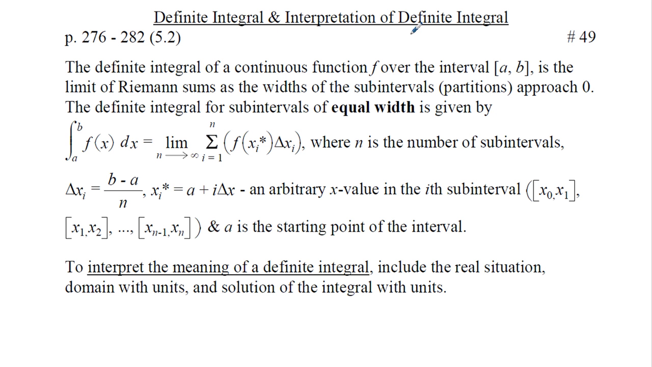Definite integral and interpretation of a definite integral. The definite integral of a continuous function f over the closed interval from a to b is the limit of Riemann sums as the widths of the subintervals approach 0. The definite integral for subintervals of equal width is given by, and on the left we have a notation that I am really quite familiar with. This is the definite integral notation, and to the right of that equal sign we have the Riemann sum notation.